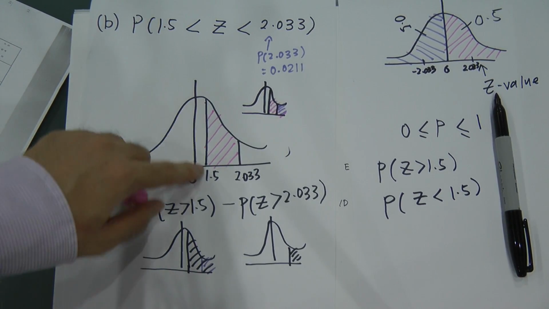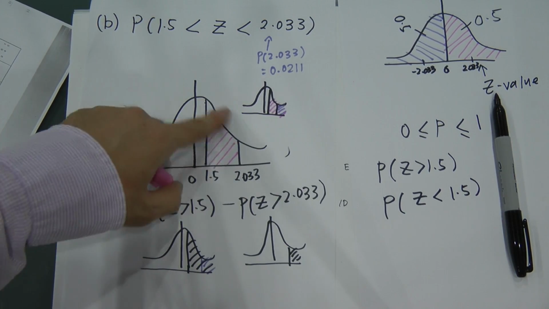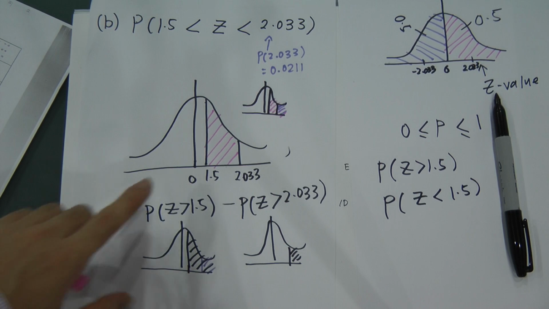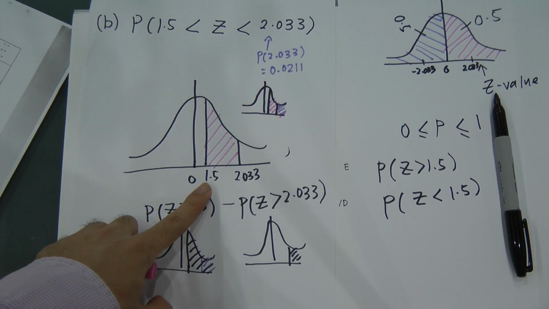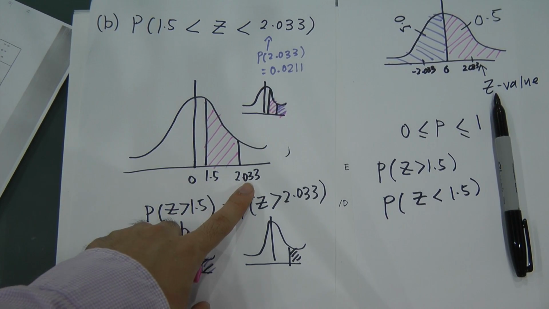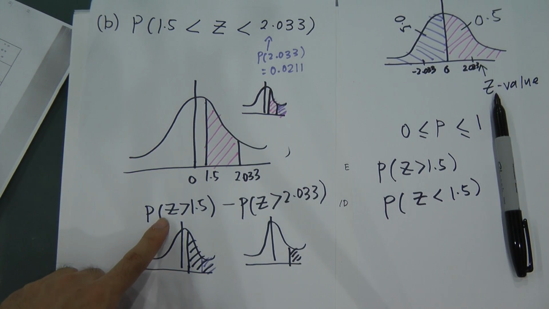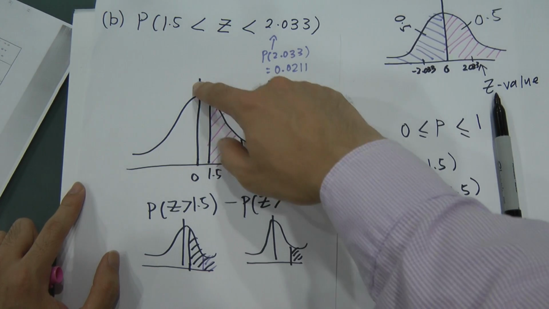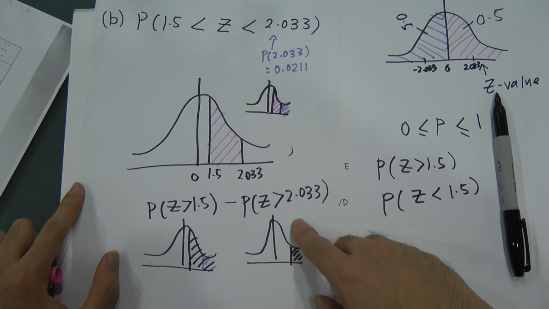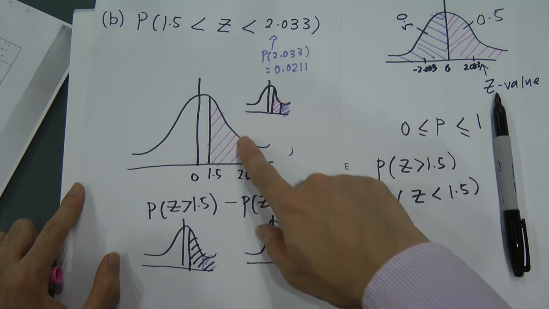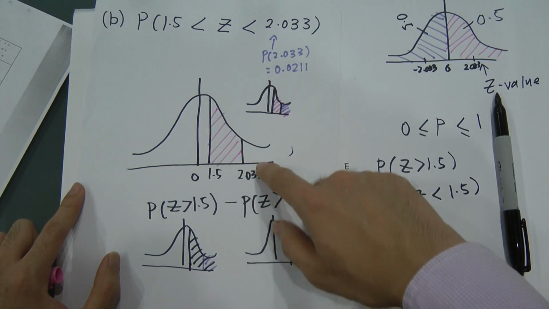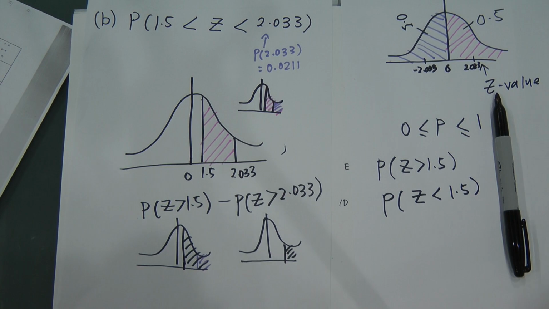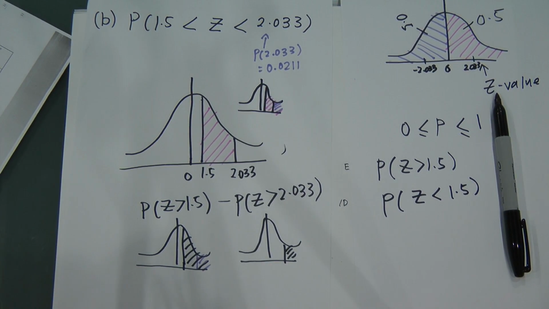Therefore, this is the way when you are asked to find the z value in between: you have to think how you can get this area. Sometimes you have to use 1 minus the whole thing, but in this example you don't need to, because you want between 1.5 and 2.033. You just draw first z is bigger than 1.5, meaning this area, and then I minus z is bigger than 2.033. The whole area minus this area, I can get this area.